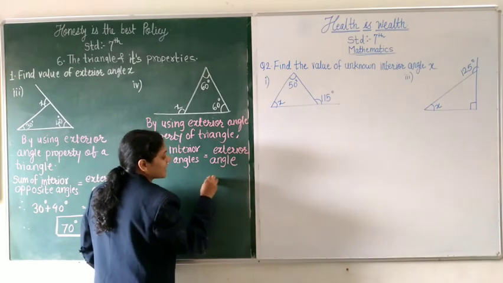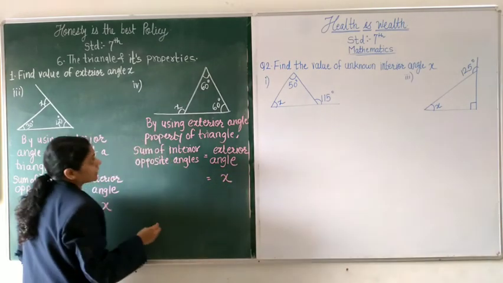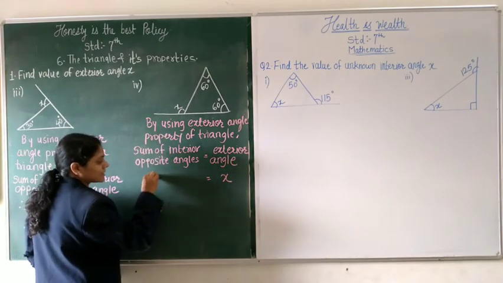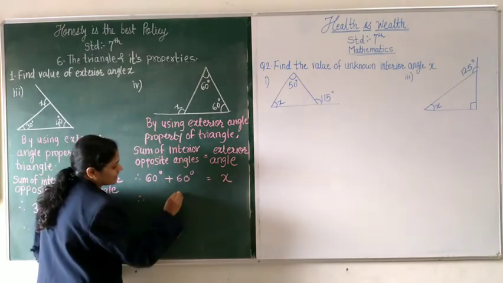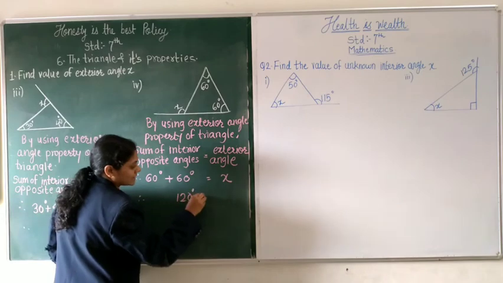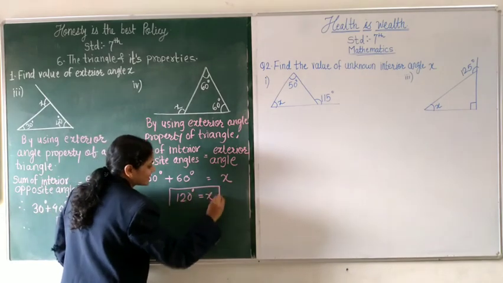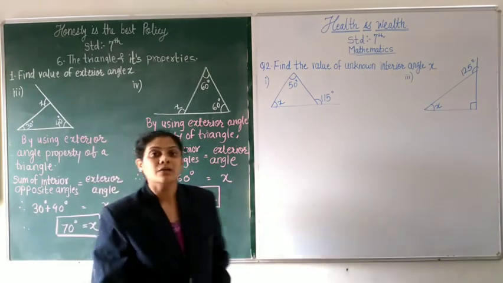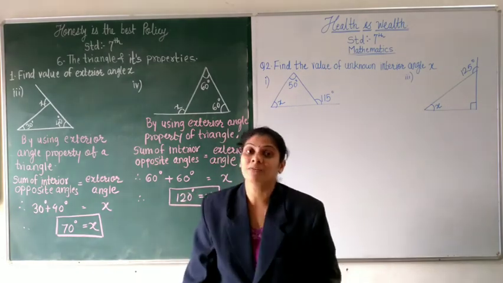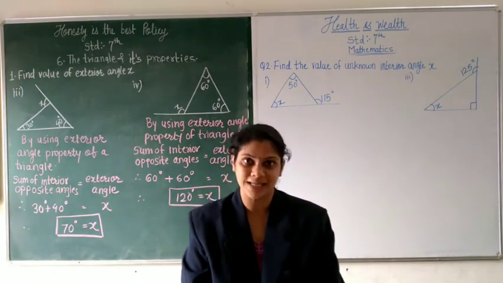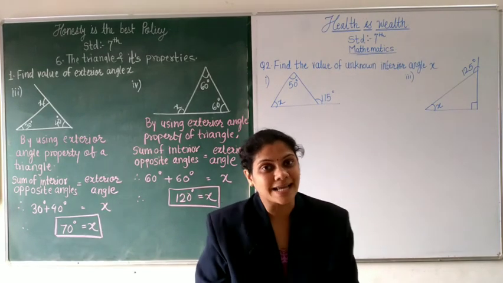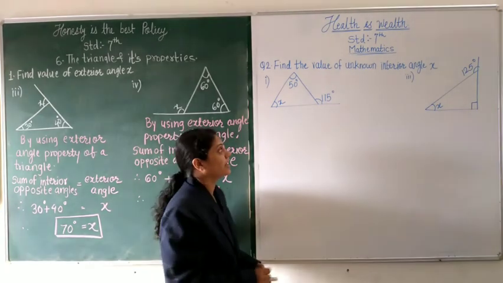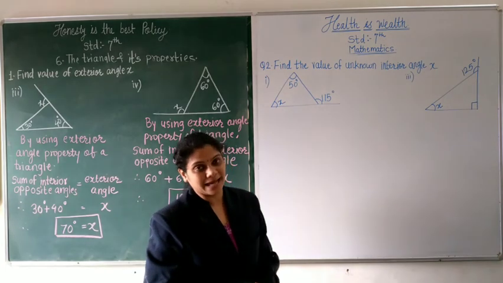So what is the exterior angle? It is x. And what are the interior opposite angles? 60 degree plus 60 degree, that is 120 degree, is equal to x. Is that easy? As like that, with the help of these two sums, you can solve the first question in exercise 6.2. Now, the second question is related to finding the value of an unknown interior angle x.